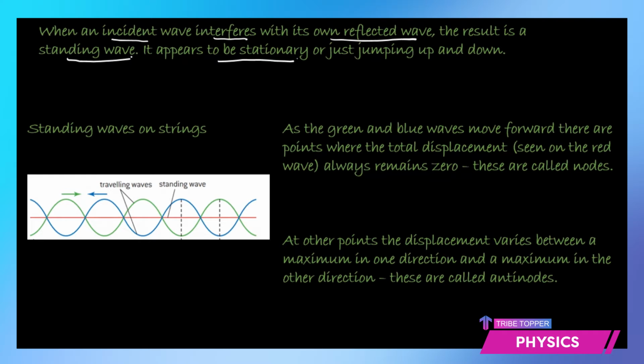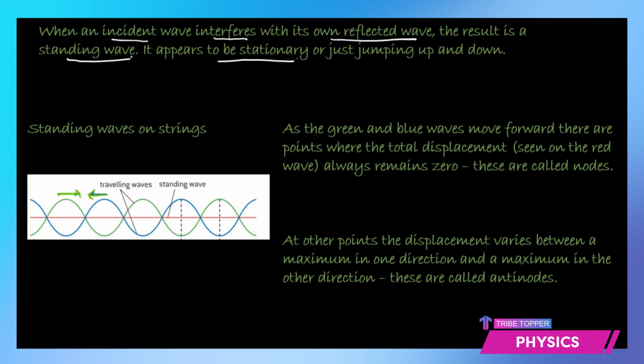As you can see here in this diagram, green is the original incident wave traveling to the right, and the blue wave which is traveling to the left is the reflected wave. When this incident wave interfered with its own reflected wave, because they had the same amplitudes but opposite directions, they resulted in a stationary wave.